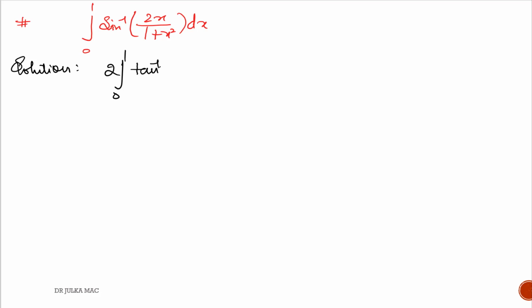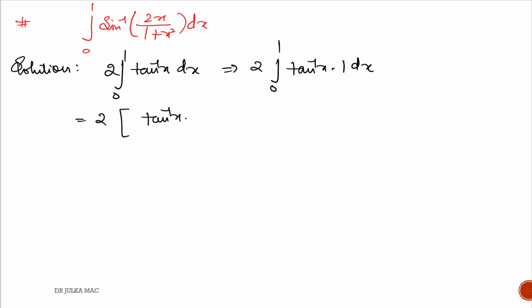Next example. Integrate sine inverse 2x divided by 1 plus x square with respect to x. The lower limit is 0, the upper limit is 1. Sine inverse 2x divided by 1 plus x square is 2 tan inverse x. Whenever we have a question of inverse, we take 1 as the second function and solve by parts. So tan inverse x as it is, integration of 1 is x, minus derivative of first is 1 upon 1 plus x square, integration of second is x, and the lower limit is 0 and the upper limit is 1.